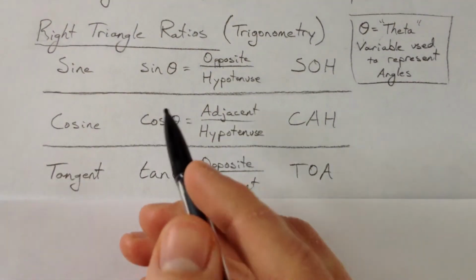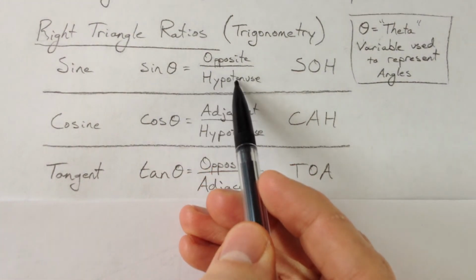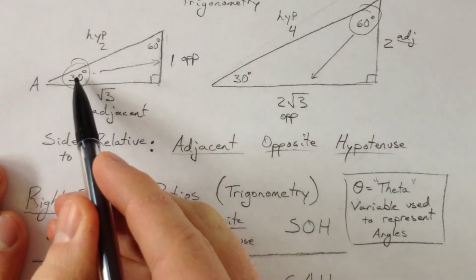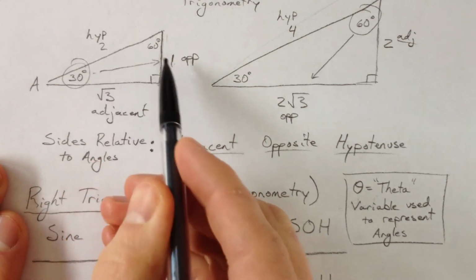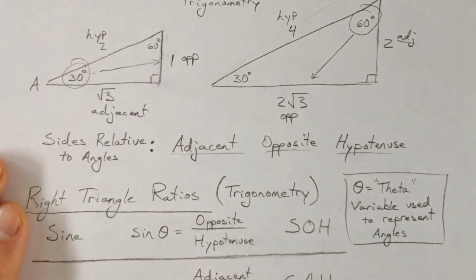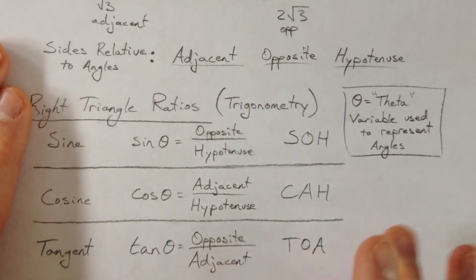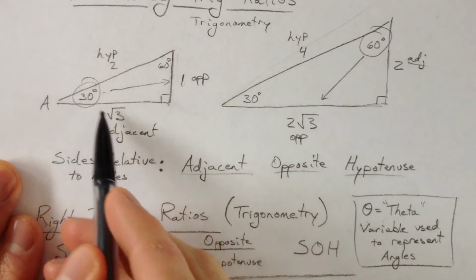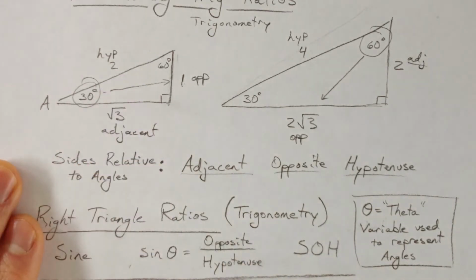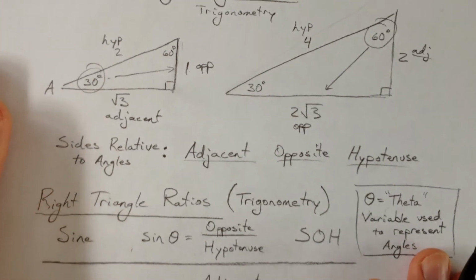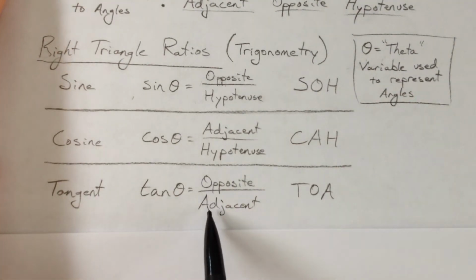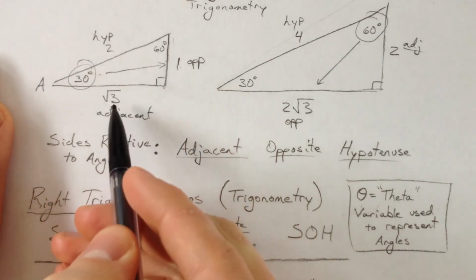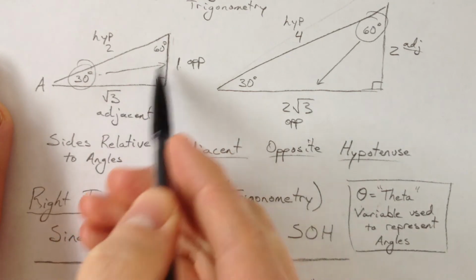Now, sine is the ratio between the opposite and the hypotenuse. And so if we said, what is the sine of 30 degrees, the opposite over the hypotenuse is 1 over 2. If we said, what's the cosine of 30 degrees, that would be the adjacent to the hypotenuse, so the adjacent, root 3, divided by 2. And if we said tangent, tangent is opposite over the adjacent, and so that would be the opposite, 1, over the adjacent, root 3, so 1 divided by root 3.